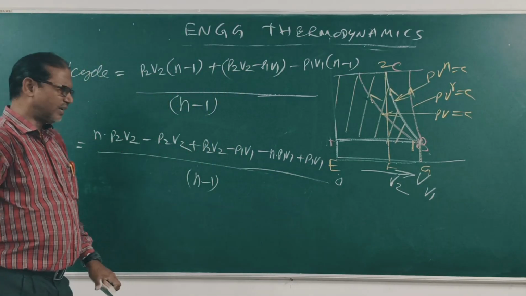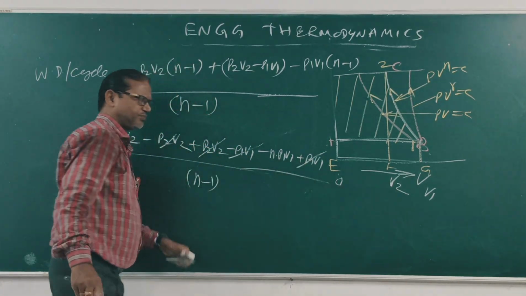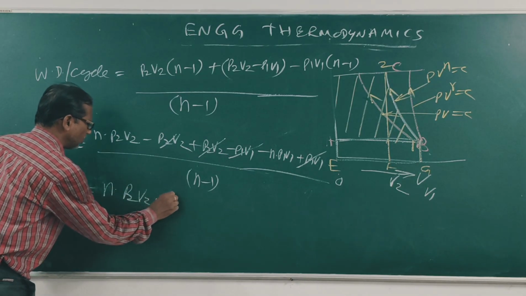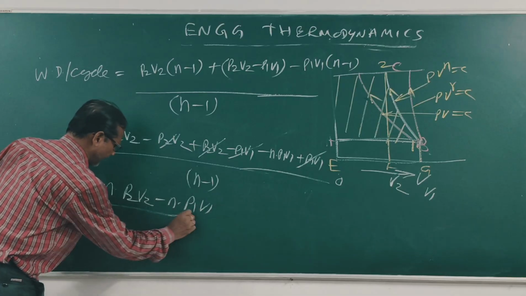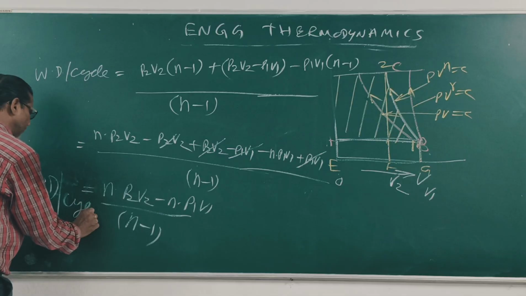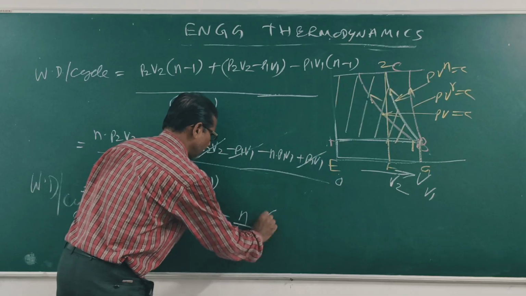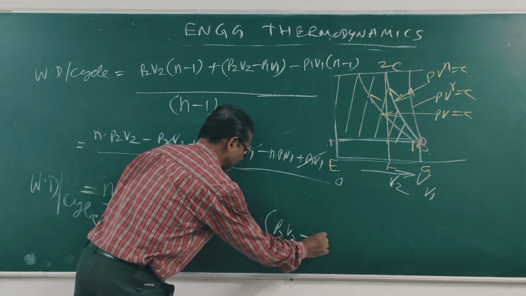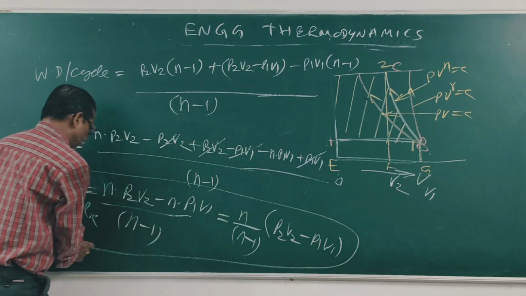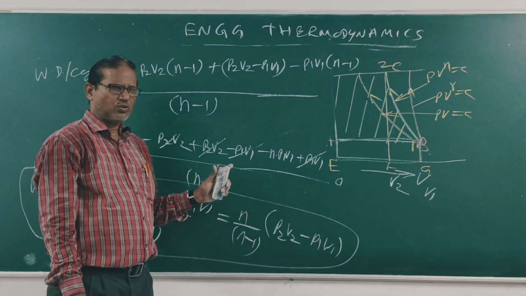Right? P2 V2 cancels out. P1 V1 cancels out. Clear? This is equal to n into P2 V2 minus n into P1 V1 by n minus 1. This is work done per cycle. What is this? n by n minus 1 into P2 V2 minus P1 V1. This is work done per cycle in a single stage reciprocating air compressor without clearance volume.